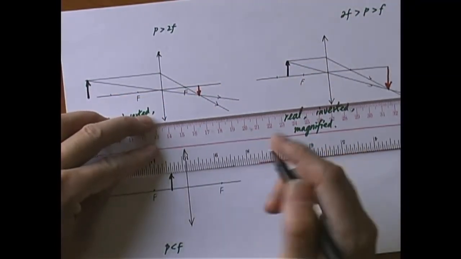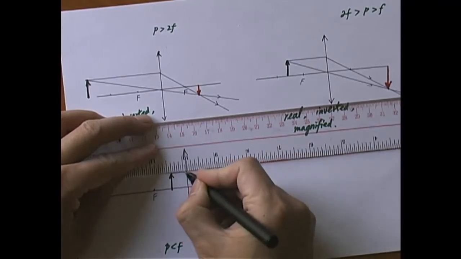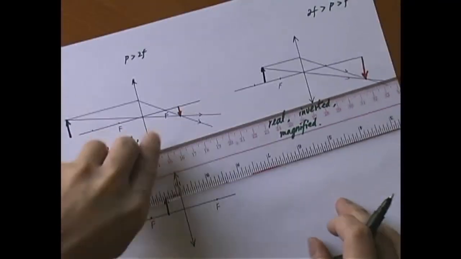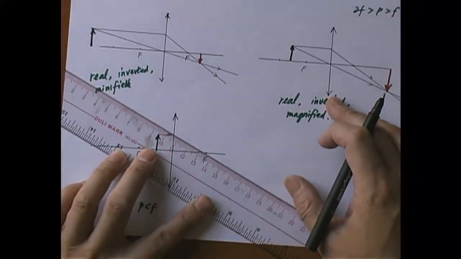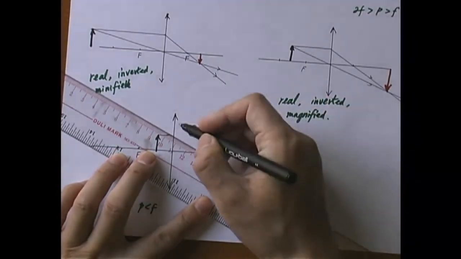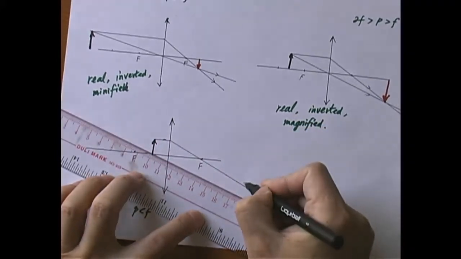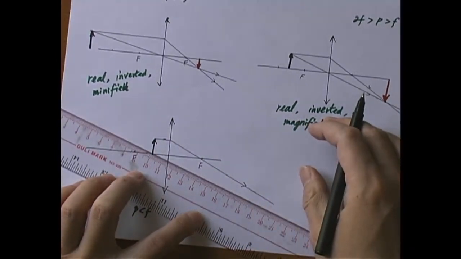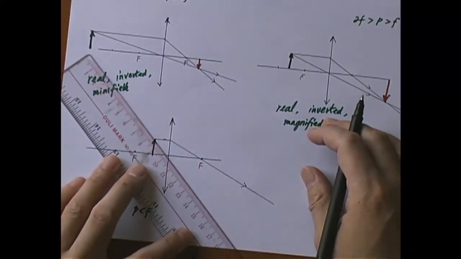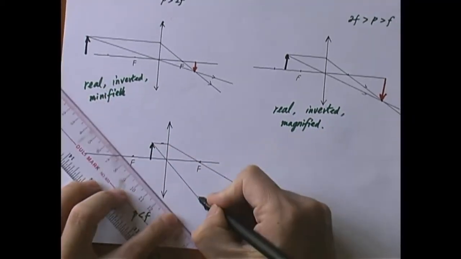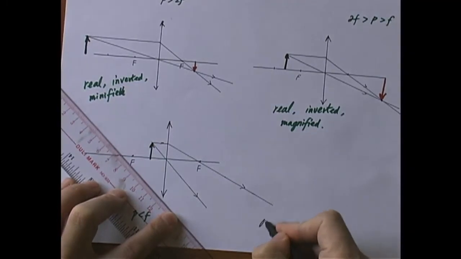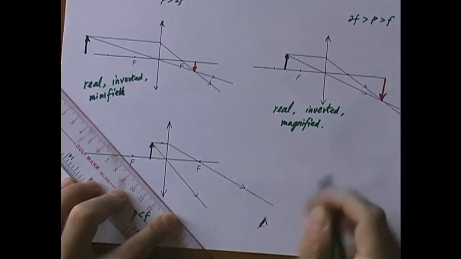Actually, let me draw a line that's parallel to the optical axis like this, and I know where it goes. It's going to go through the focal point here, right? The focal point here, so it goes like this. And there's another light ray. I'm going to aim at the optical center like this. It goes right through.